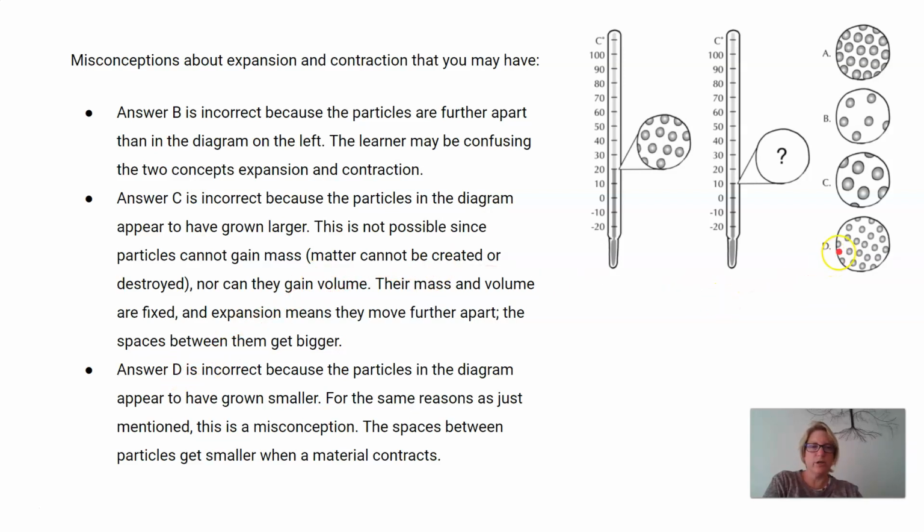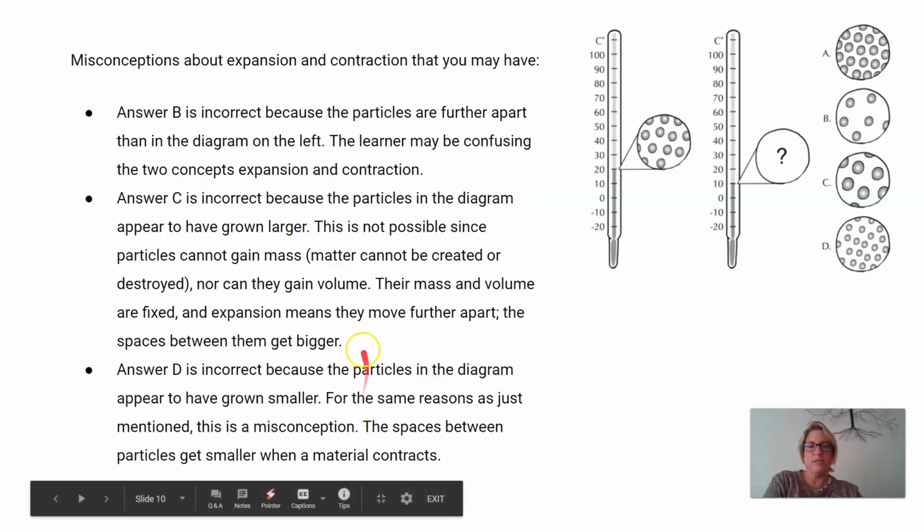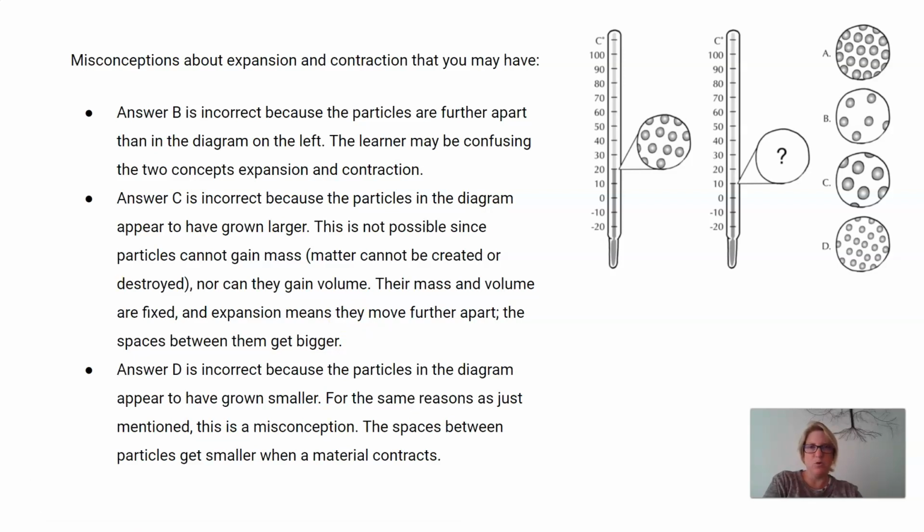D is also incorrect. So if we have a look at D, the particles in the diagram appear to have gotten smaller. For the same reasons that we've just mentioned in the misconception with C, it is the spaces between the particles that are getting smaller. It's not the actual particles that make up the matter that are getting smaller.